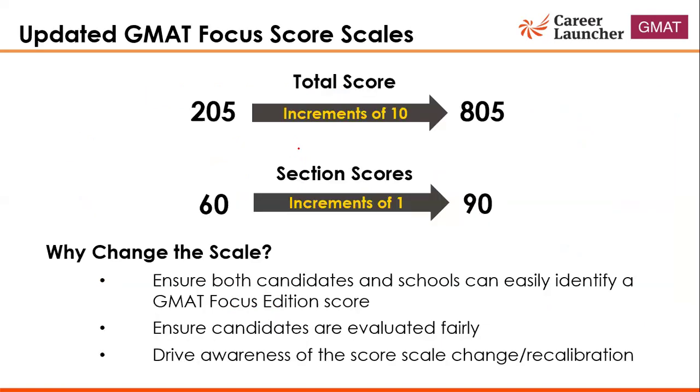Okay. Now, when it comes to the scoring part here, 205 to 805, that's the scale with increments of 10. So you can score 215, 225, and so on. And when it comes to section scores, you have a score on a scale of 60 to 90 with increments of 1. So 61, 62, and so on is what you can get. Depending on whatever overall score you're targeting, you can absolutely figure out what sectional scores you need to get.